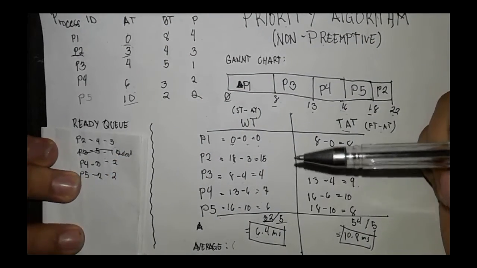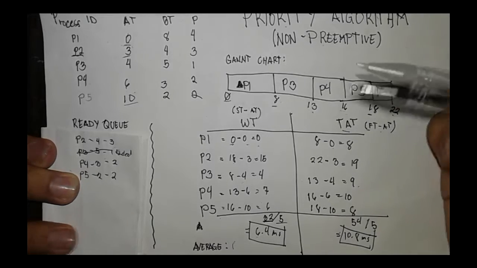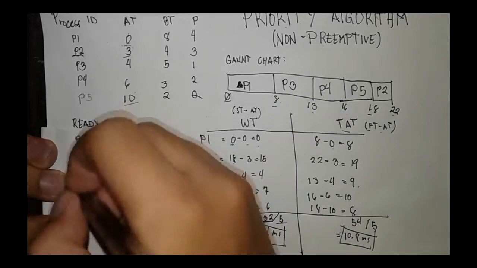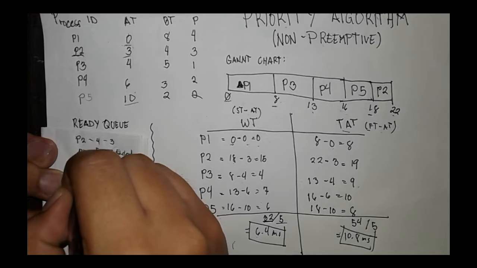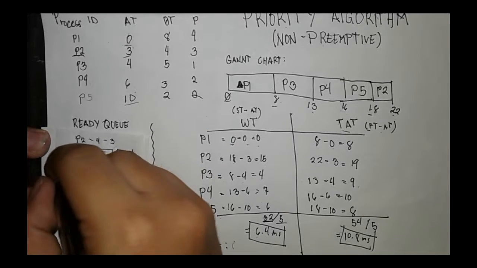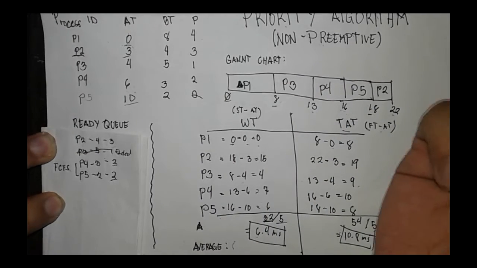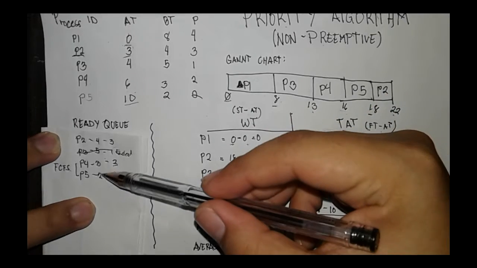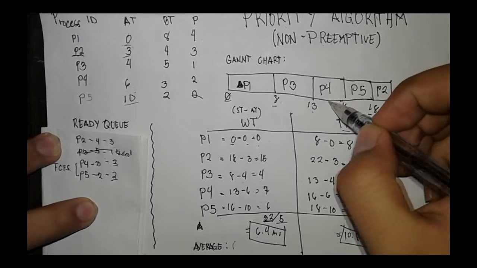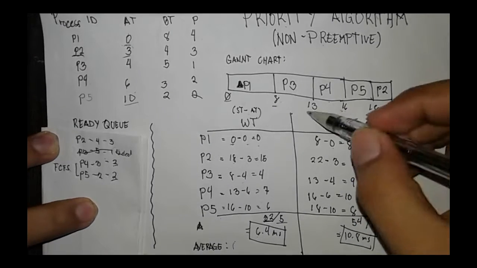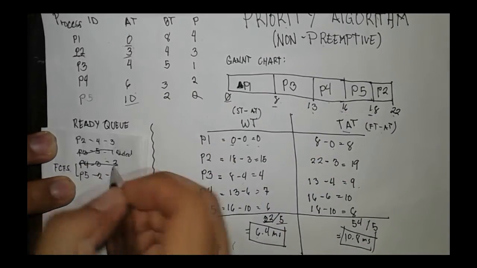So at this point we will look for the process that has the highest priority. We have two processes that have the same priority, so we will apply FCFS, or first come first serve. P4 arrived earlier than P5, so we'll put P4 here. P4 will end at time 16. Then after that we'll mark it ended.